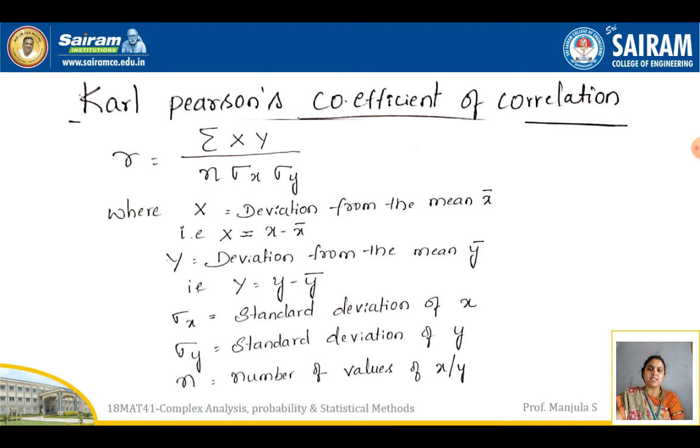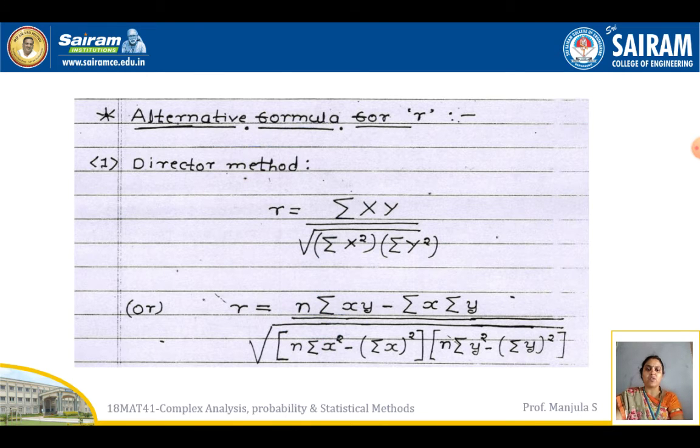Now we'll see the next definition, the Pearson correlation coefficient. To find the coefficient of correlation, one formula is r equals summation of XY divided by n into sigma x into sigma y. Capital X is the deviation from the mean, x minus x bar, and capital Y represents y minus y bar. Sigma x and sigma y represent the standard deviations of x and y respectively. n represents the number of values of x and y given in the question.